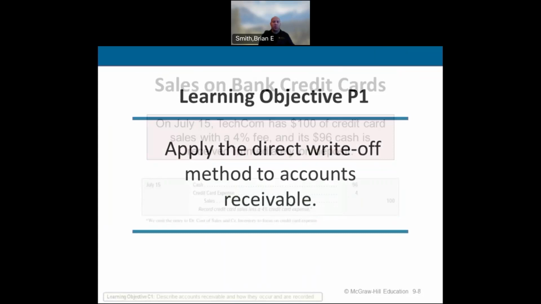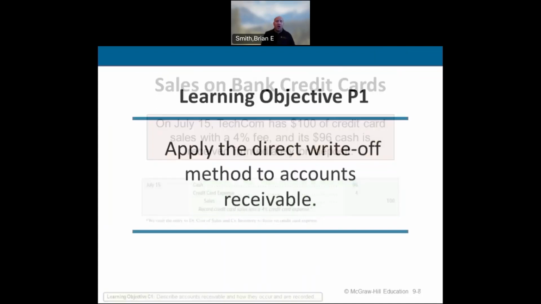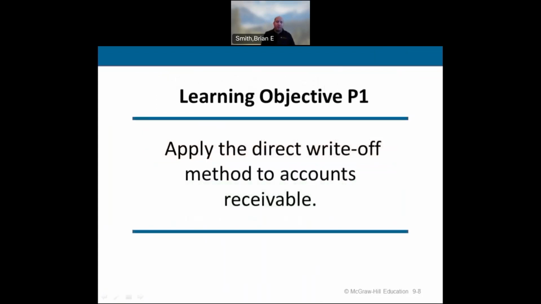So basically, we're trying to show you what happens when you just have a cash sale. You can either do cash or you can do credit cards. If you do credit cards, you're going to net out the credit card expenses. This is basically what they're trying to say. I think that's not quite.